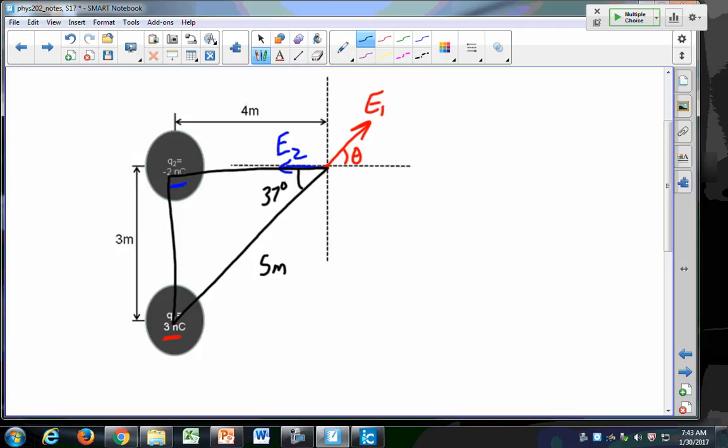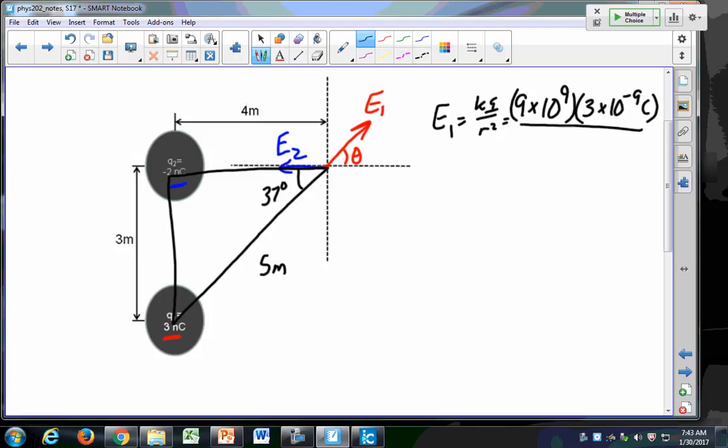So I now calculate the magnitudes of E1 and E2. E1 is kQ over r squared. That's 9 times 10 to the 9th, that's our k value. Q is Q1, that's 3 nanocoulombs, or 3 times 10 to the minus 9 coulombs, divided by the distance to Q1, which is 5 meters squared. These cancel, so I'm left with 27 over 25. That's in newtons per coulomb.